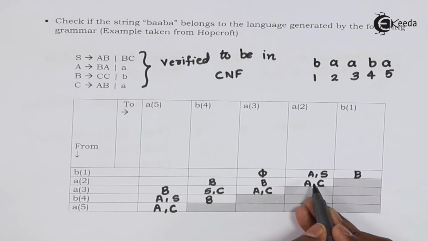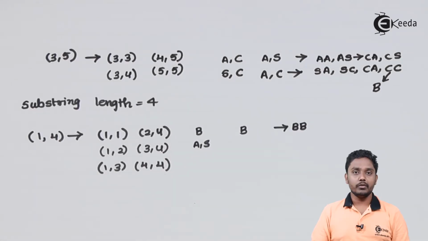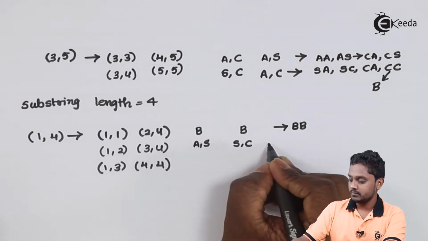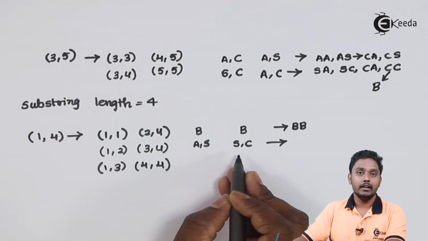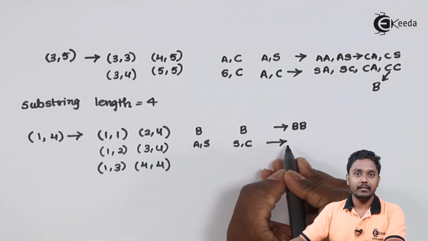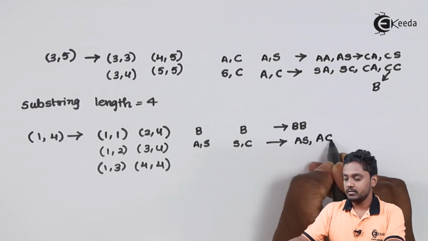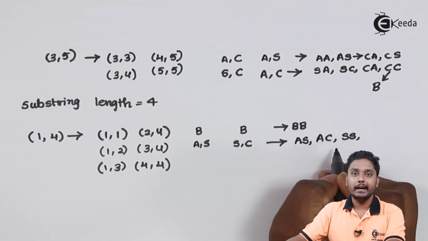1 2 is produced using A or S. 3 4 is produced using S or C. Let us find the concatenations. It would be AS, AC, SS, and SC.